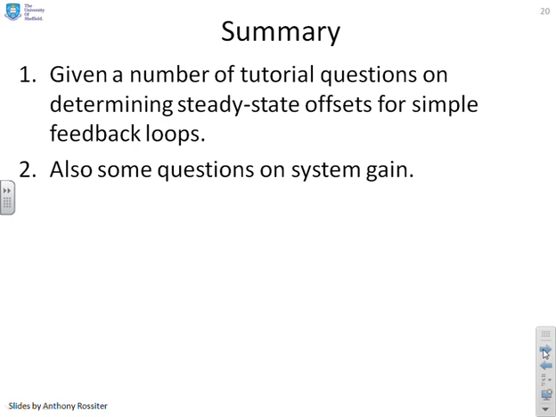So in summary, we've given you some tutorial questions on determining steady-state offsets for simple feedback loops.